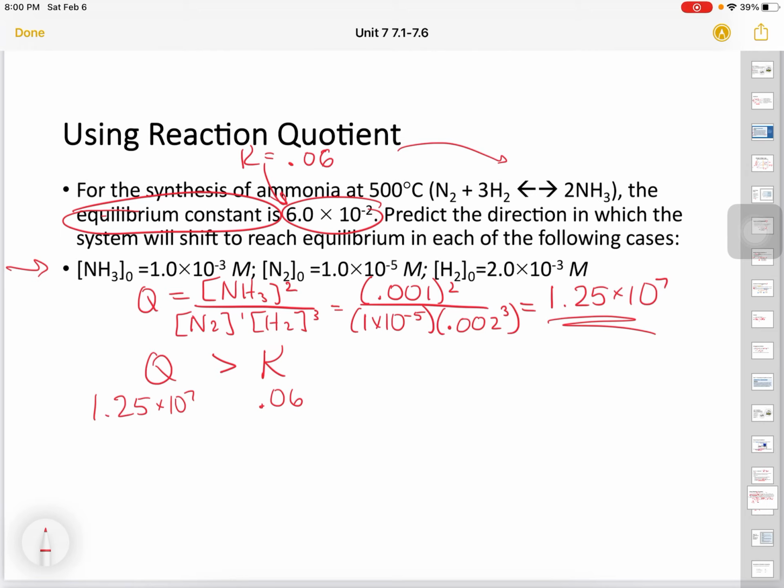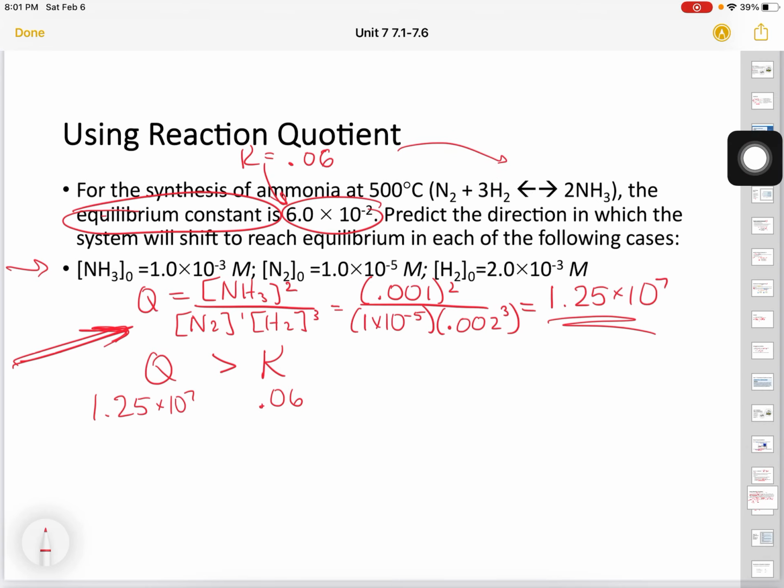So what does that mean in terms of how this was calculated? This number was so huge because this numerator was much larger than what it should have been. So that means I have way more product, way more ammonia than I should if my system were at equilibrium. So how do I get rid of ammonia and get more nitrogen and hydrogen? The reverse reaction has to occur.